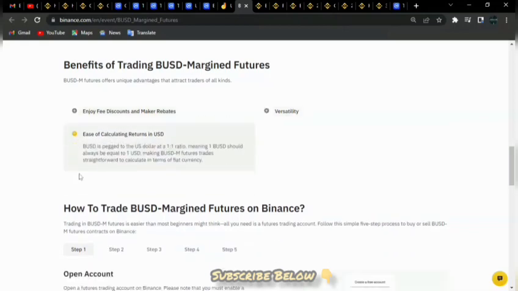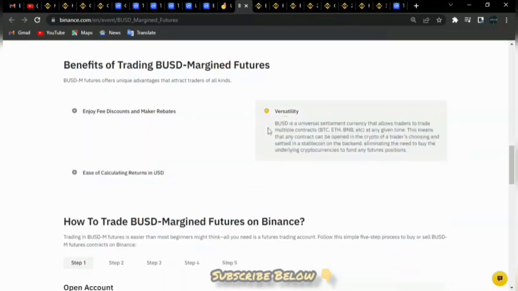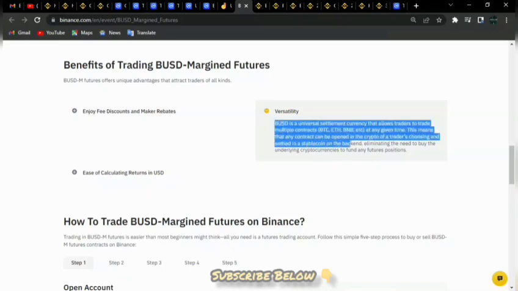Then also you want to know about the ease of calculating returns. Since it's pegged to the dollar, it's easy for you to make your calculations and convert to your assets. So if you're in India or you're in the United States, you already know that your BUSD is pegged to the dollar, so you can easily know how much equivalent it is in fiat currency.